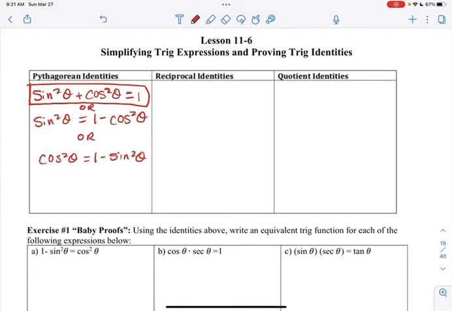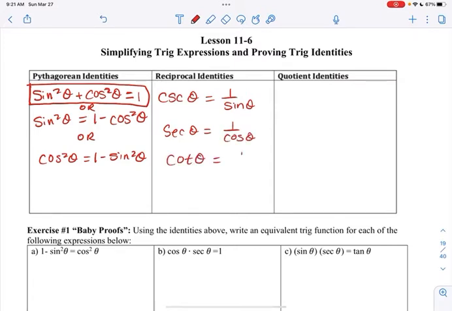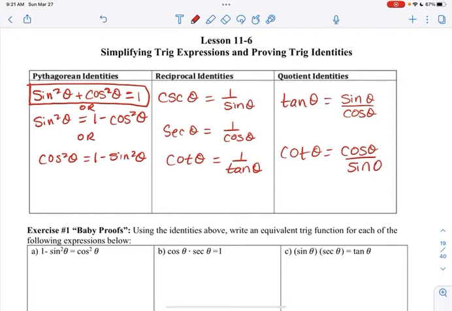Reciprocal identities. Now these we've already talked about. Cosecant is just the reciprocal of sine. So this is easy. Secant is the reciprocal of cosine. And cotangent of theta is the reciprocal of tangent. All right, so that's nothing new. And then we have some quotient identities. Again, nothing new here. Tangent is sine over cosine, and cotangent is cosine over sine. All right, let's try some problems.